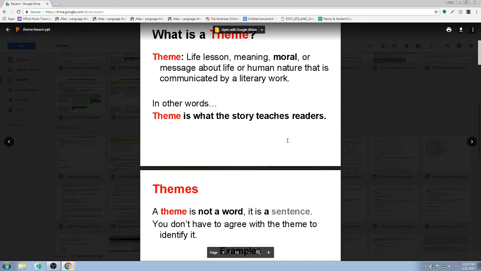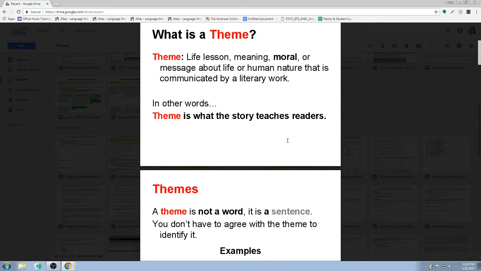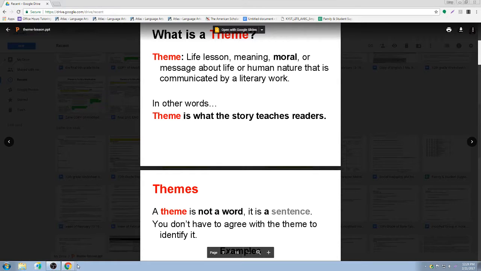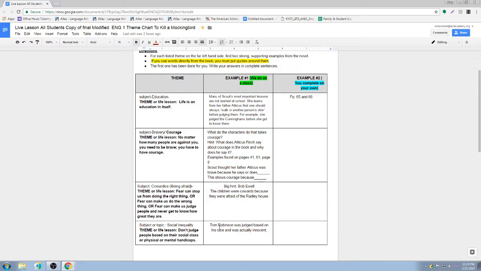For example, we talked about social inequality in To Kill a Mockingbird recently. Social inequality is a subject in To Kill a Mockingbird. It is not the theme. The theme is a sentence. So social inequality could be: don't judge people based on their social class or physical or mental handicaps. That can be the theme. Don't judge people based on their social class or physical or mental handicaps.